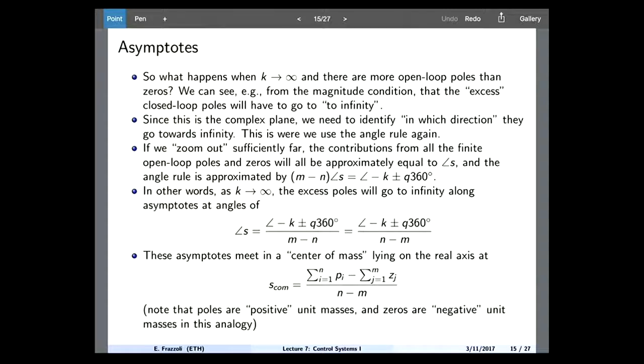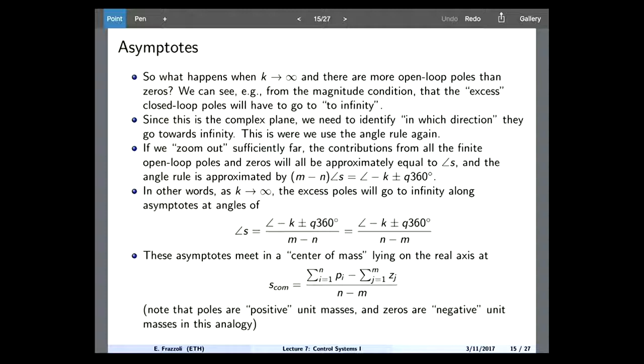The point here is that if we are zooming out sufficiently far, the contribution of all the poles and zeros will essentially be as if they were all at the origin, because we are looking from so far away that all the finite poles and zeros will essentially be the same as being at the origin. So the angle of all the terms of the numerator will be m times the angle of s, minus the sum of all the angles from the terms of the denominator, which will be just minus n times the angle of s, and this must be equal to the angle of either 0 or 180 degrees.